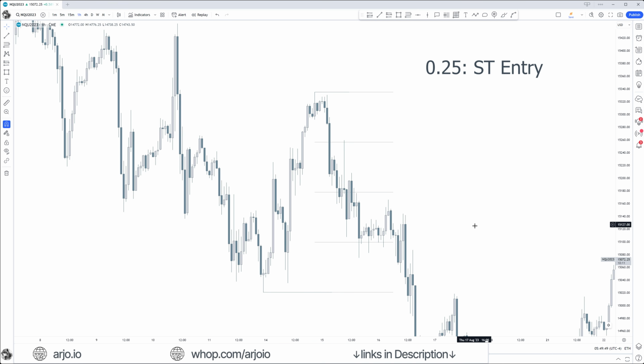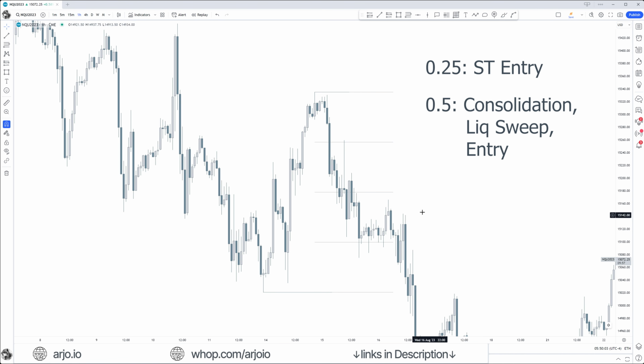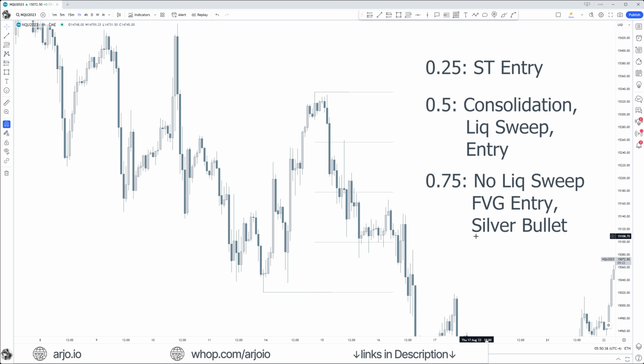0.25 is where you will have a first entry. Likely some kind of ST entry happens around that level. At 0.5 is equilibrium, which means that at equilibrium, price is not in premium and it's not in discount. So what you can expect there is, first off, a consolidation. Second of all, a liquidity sweep. And third of all, you can also expect a new entry at that level. Then the 0.75 level right here, that is where you can expect another entry.